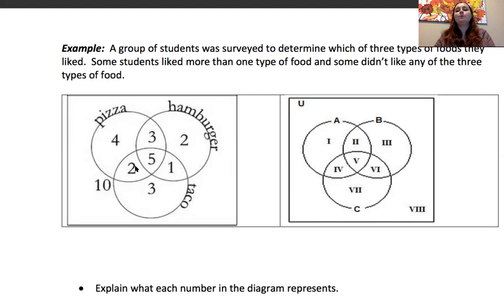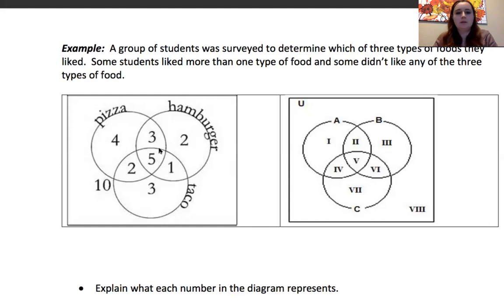And it can get even more confusing from there. If I say, how many people liked tacos, but not pizza? So always kind of like start at the beginning and work your way through it. Talk about one thing and then change it as you go.